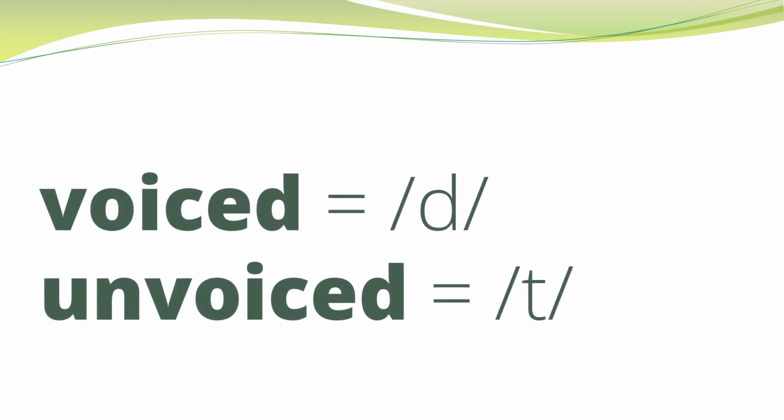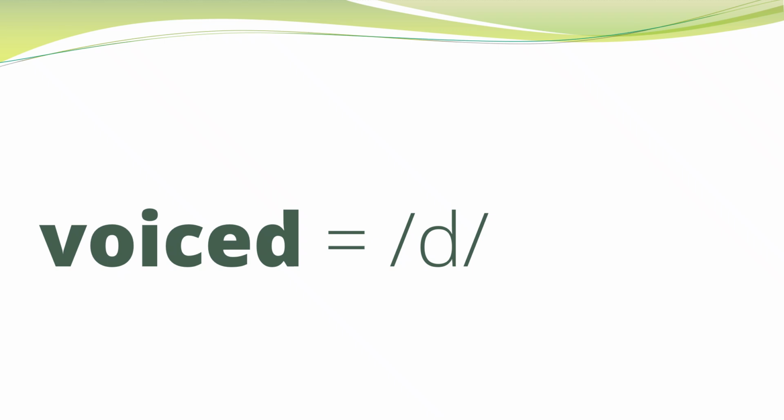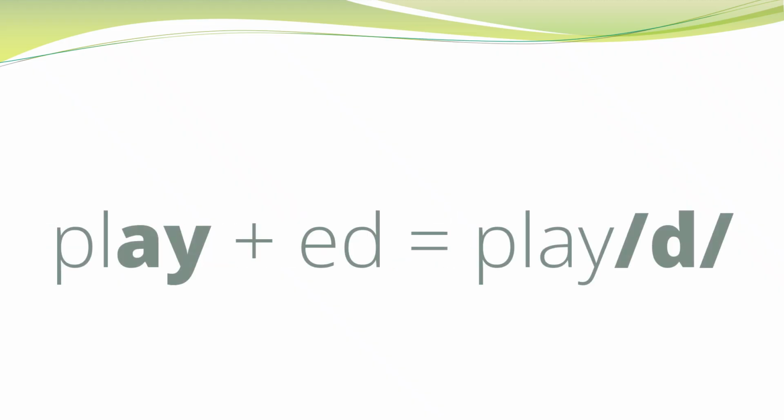This difference is important because it tells us how the ed ending sounds. When the verb ends with a voiced sound, like a vowel or a consonant such as N, G, or L, the ed is pronounced d. For instance, played, hugged, called. Hear the d? Notice the d sound does not add an extra syllable.